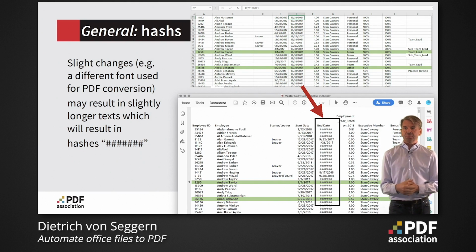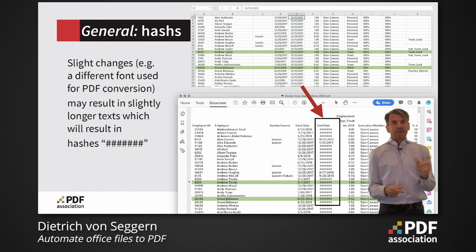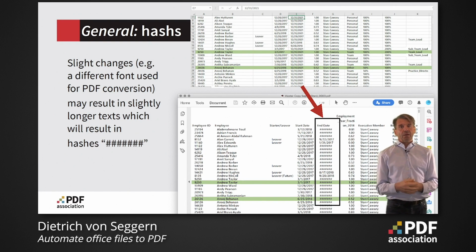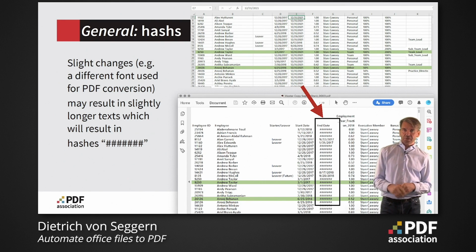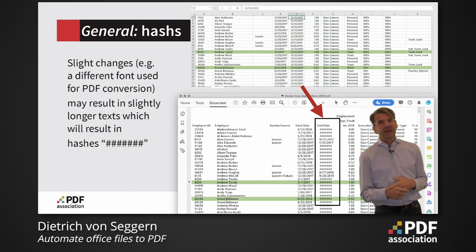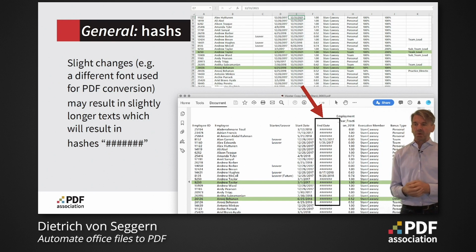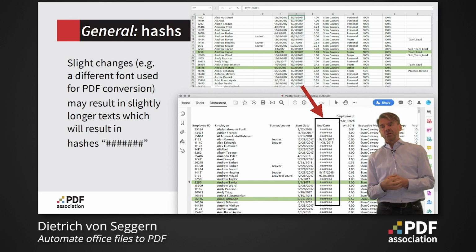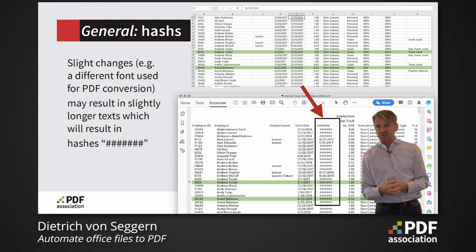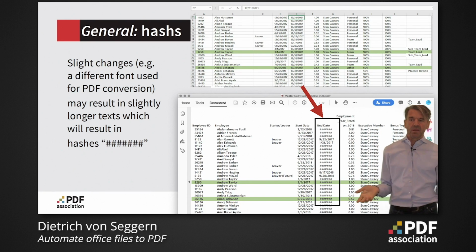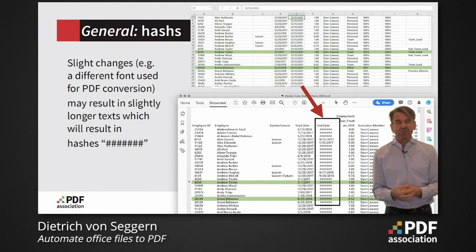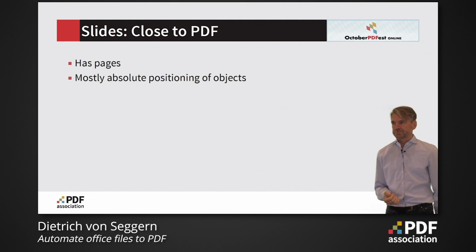Another serious problem is that text might sometimes, during conversion, maybe because you're using a slightly different font, be just a little longer than the text in the original. In default text or cell mode, Excel but LibreOffice as well will convert that with hashes, as you can see here in the screenshot, and obviously you're not able to see what was there in the cell in the first place.